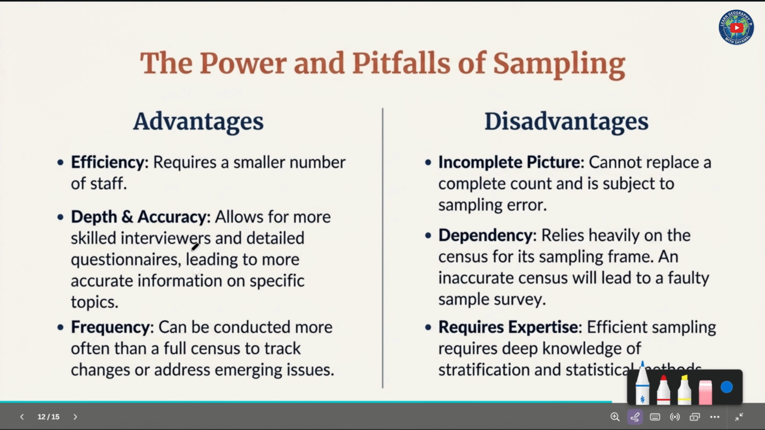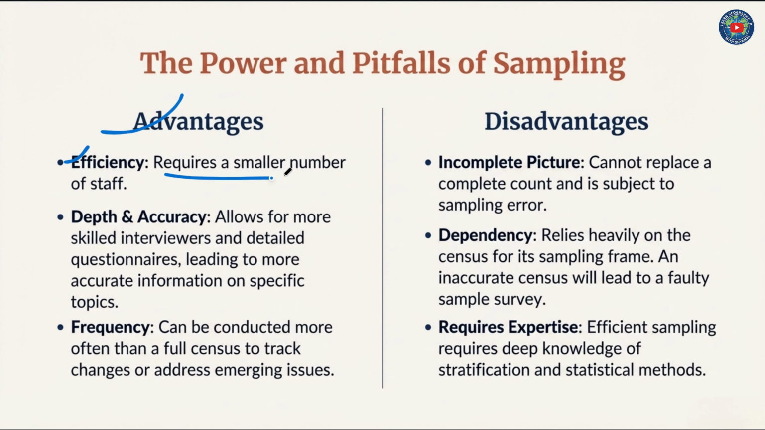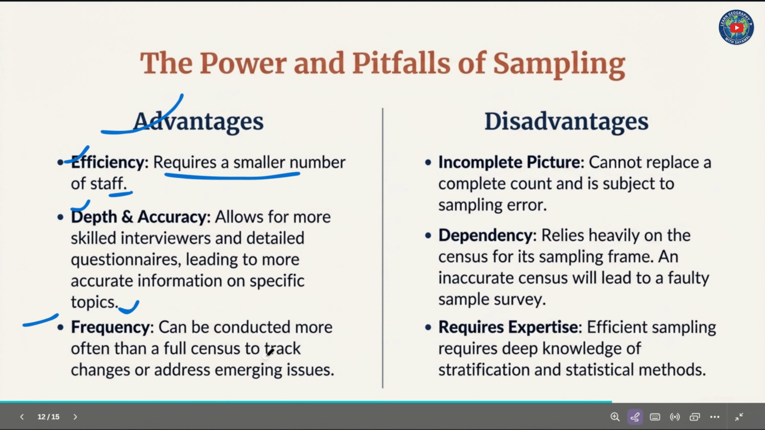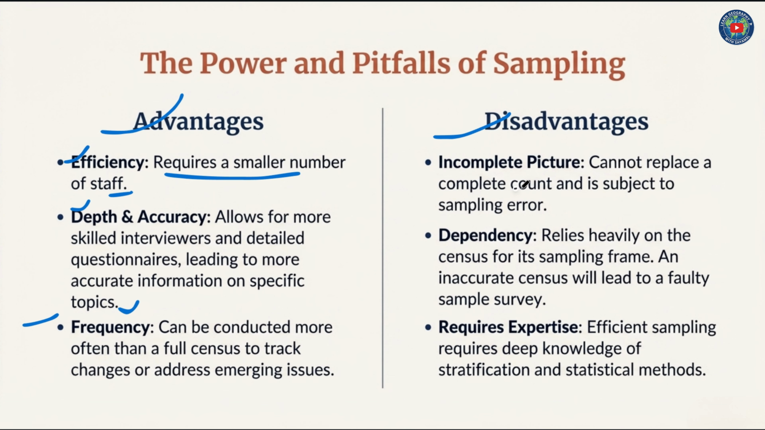Now, the power and pitfalls of sampling. Advantages: efficiency, requires a smaller number of staff. Depth and accuracy: allows for more skilled interviews and detailed questionnaires, leading to more accurate information on specific topics. Frequency: can be conducted more often than a full census to track changes or address emerging issues. Disadvantages: incomplete picture, cannot replace a complete count and is subject to sampling error.